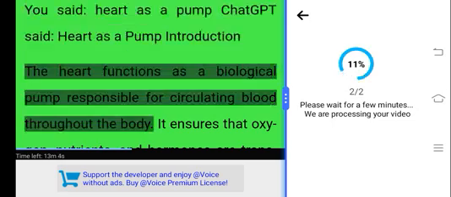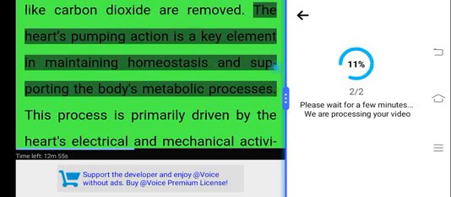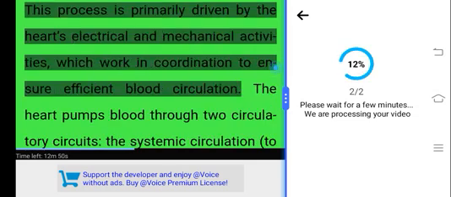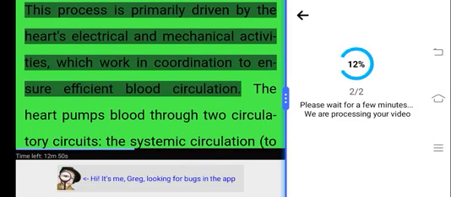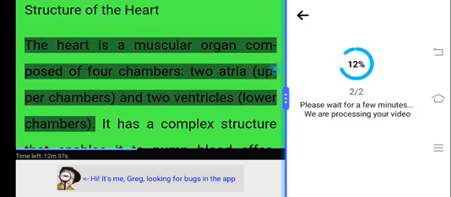Introduction. The heart functions as a biological pump responsible for circulating blood throughout the body. It ensures that oxygen, nutrients, and hormones are transported to tissues, while waste products like carbon dioxide are removed. The heart's pumping action is a key element in maintaining homeostasis and supporting the body's metabolic processes. This process is primarily driven by the heart's electrical and mechanical activities, which work in coordination to ensure efficient blood circulation. The heart pumps blood through two circulatory circuits, the systemic circulation to the body and the pulmonary circulation to the lungs.